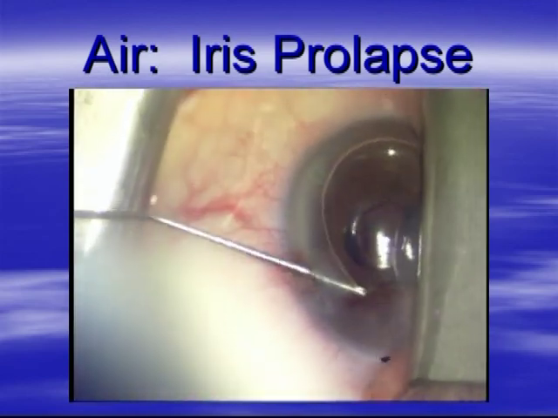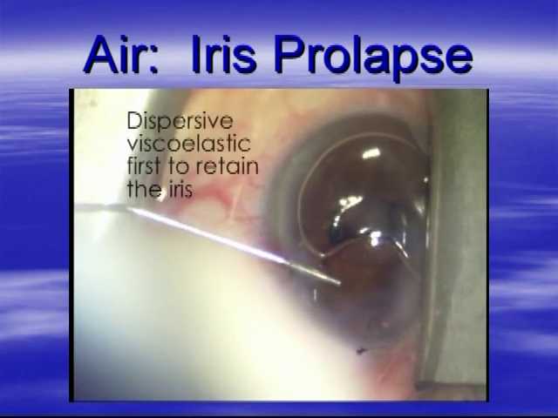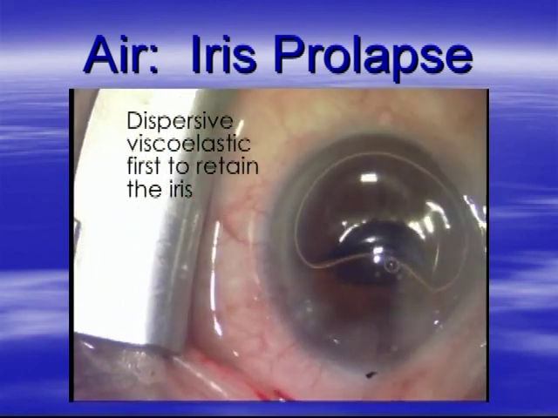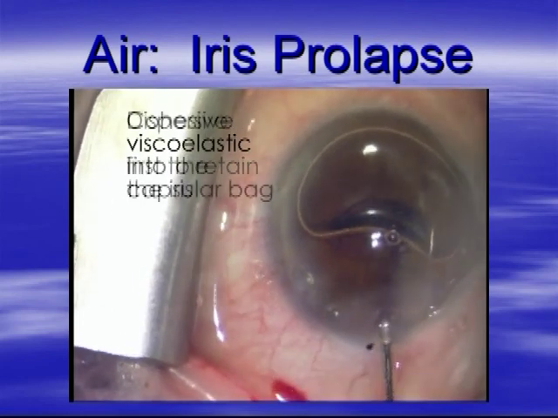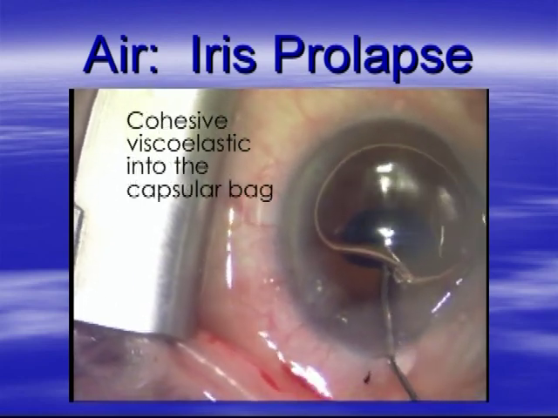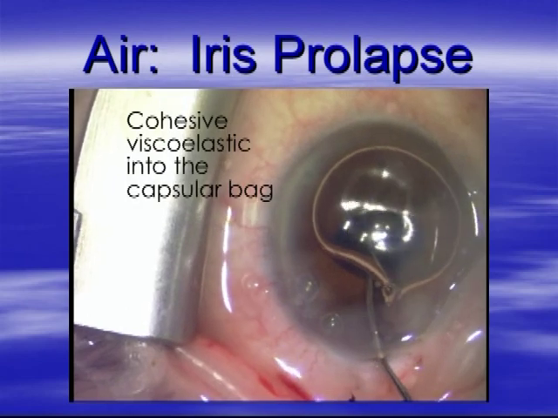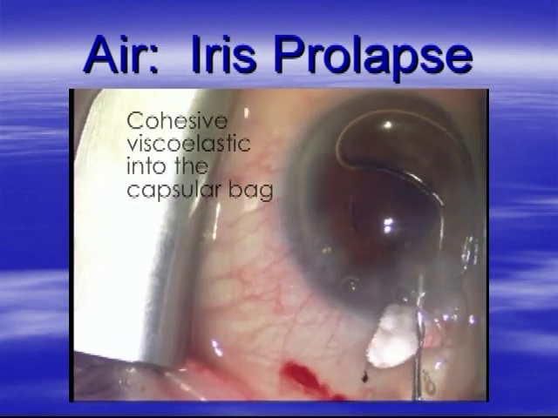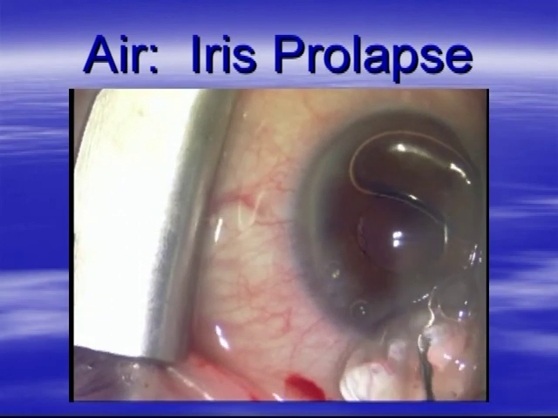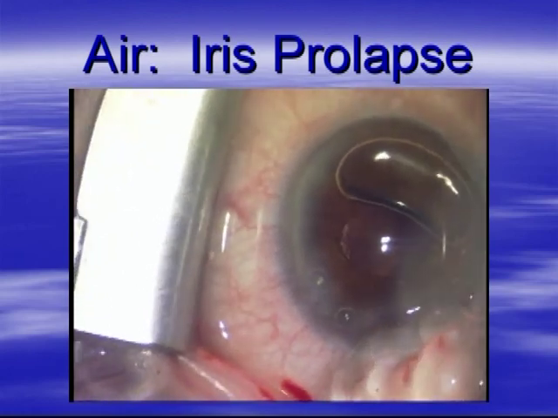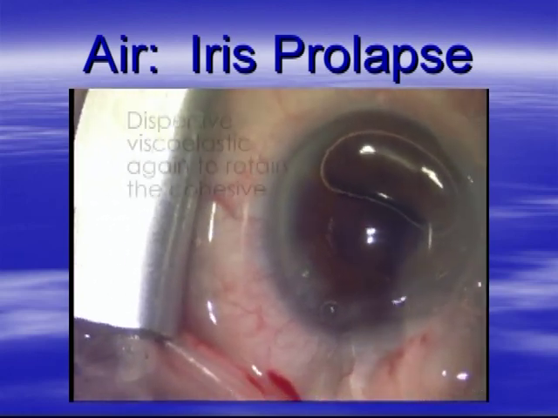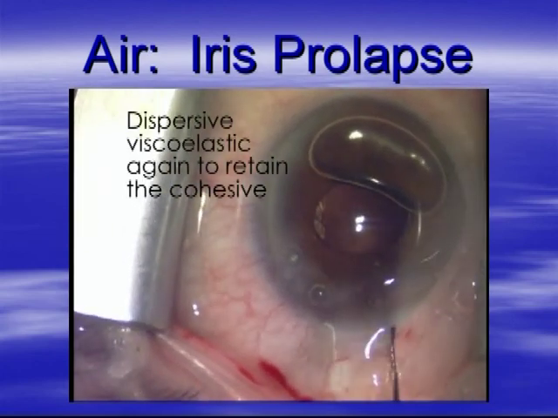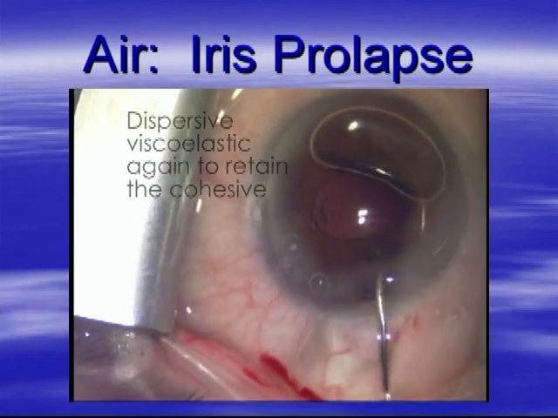Now here's some dispersive viscoelastic. We're going to put it in the subincisional space. Then we're going to go through the primary incision with the cohesive viscoelastic and distend the posterior capsule so we can put the implant in place. Now, really not trying to overfill, but we can see there's a lot of viscoelastic coming back out, so we still have a lot of posterior pressure. A lot of tendency for this iris to prolapse. One little bit more dispersive viscoelastic under the incision just to tamponade the cohesive.